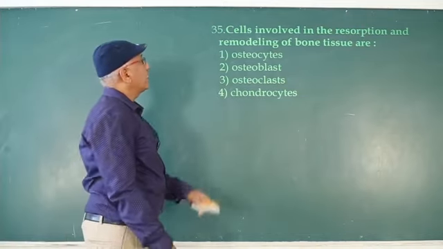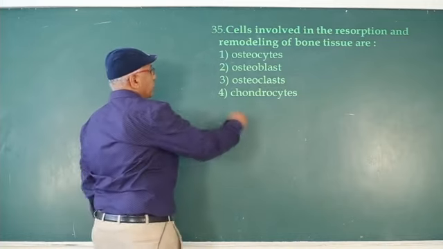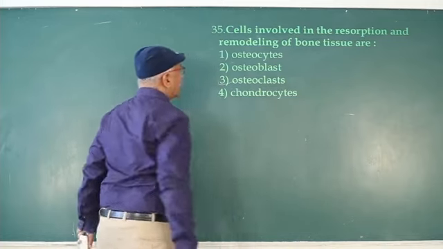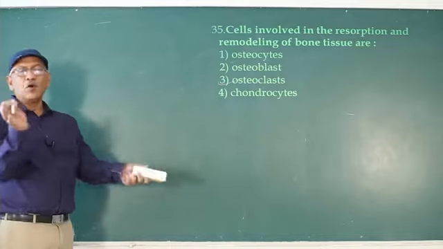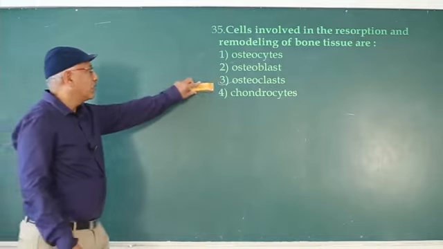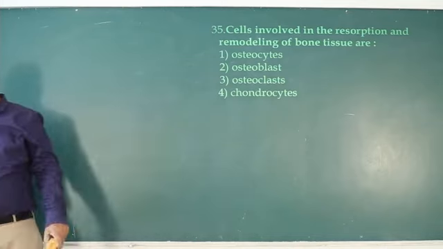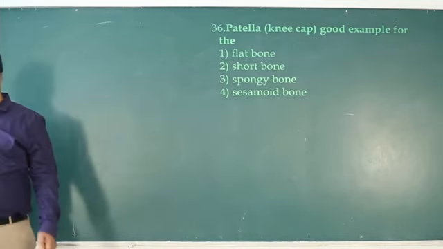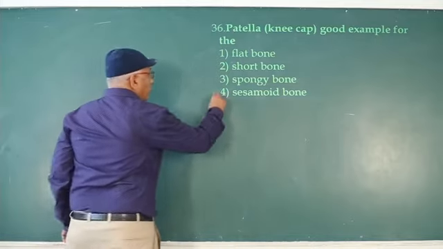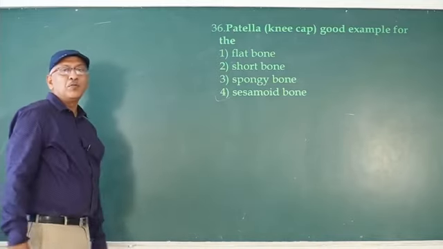Cells involved in the resorption and remodeling of bone tissue are osteoclast. Resorption, destruction, remodeling the bone, osteoclast. Patella, good example for sesamoid bone. What is sesamoid bone?